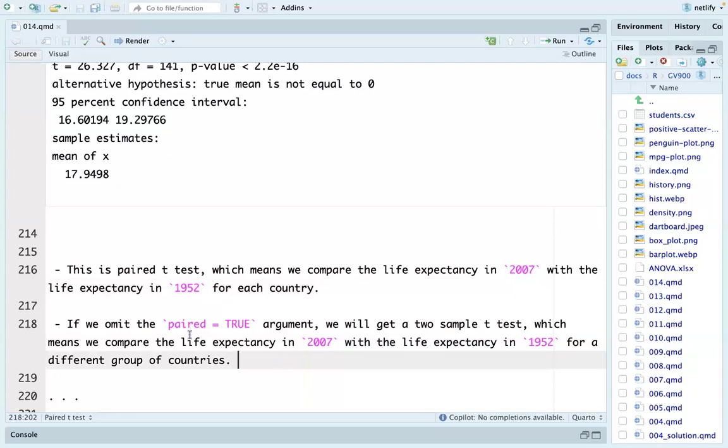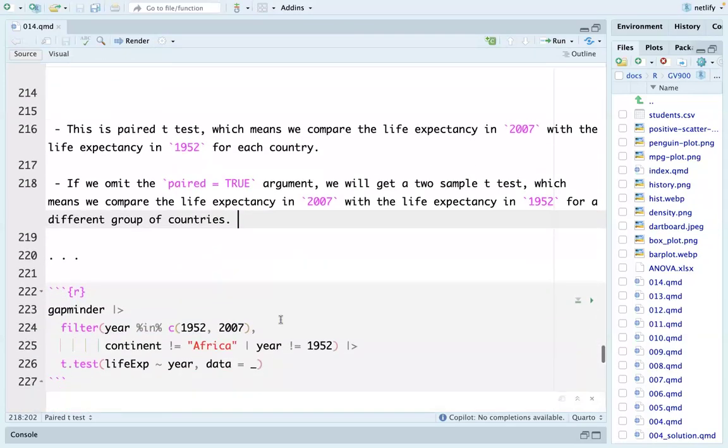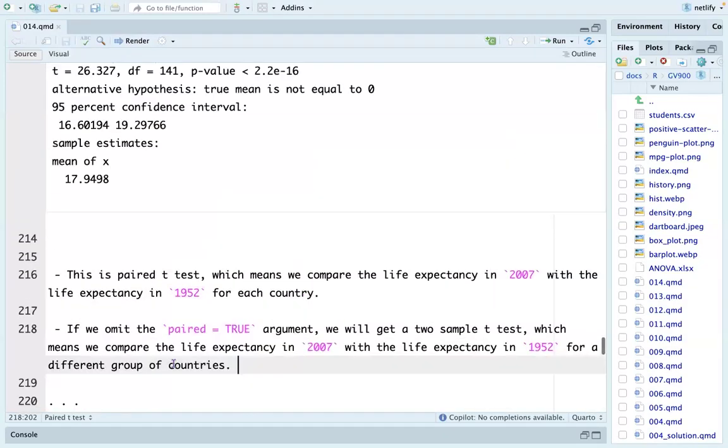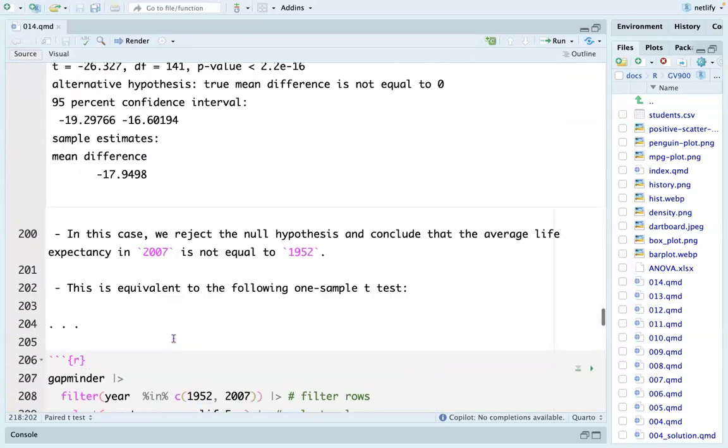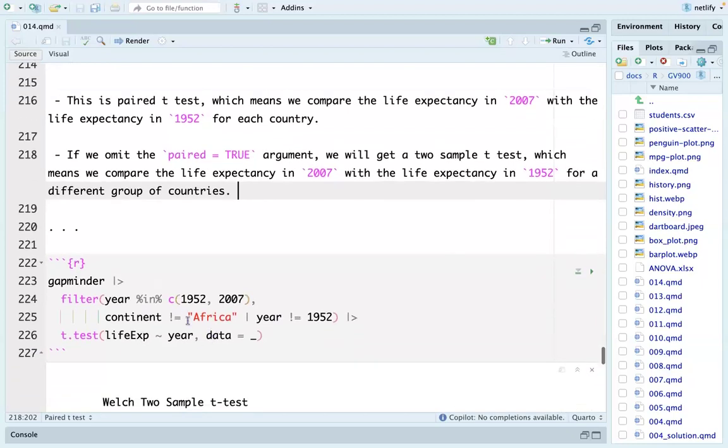So here, if we omit the paired equals true argument, we will get a two sample t-test, which means we compare the life expectancy in 2007 with the life expectancy in 1952 for a different group of countries. Actually, it's the same, but we assume it's different. So here we don't use paired equals true.